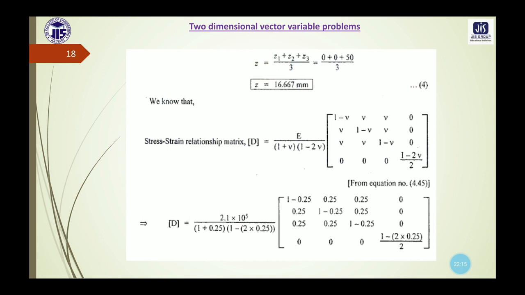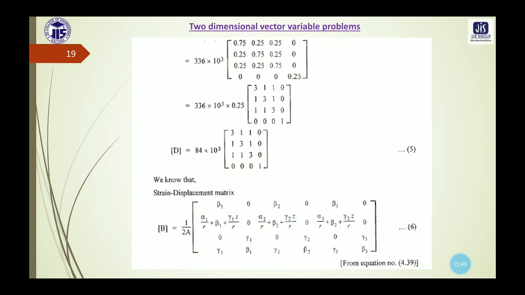Next, we need to calculate the stress strain relationship matrix, which is the matrix D. The formula for it is represented here, where we need to put in the Young's modulus and the Poisson's ratio given in this numerical. The Young's modulus is 2.1 into 10 to the power 5, and the Poisson's ratio is 0.25. Putting in all these values, and after several steps of simplification, the D matrix comes as 84 into 10 cube multiplied by a 4 by 4 matrix, which is our equation number 5.